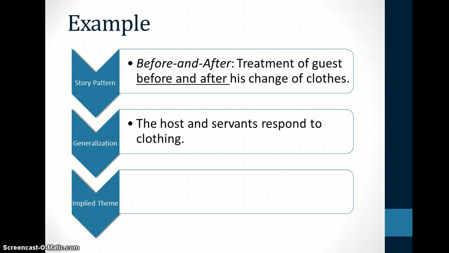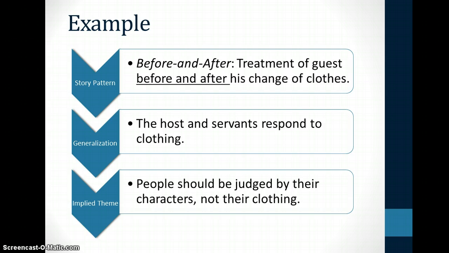So let's see here, our story pattern. We have definitely a before and after. We have the treatment of the guest before and after his change of clothes. The generalization we can make is that the host and the servants responded to the man's clothing and not to the man himself. So what would be the implied theme here? Did you get it? That people should be judged by their character and not by their clothing? If you did, you're on the right track to figuring out themes.